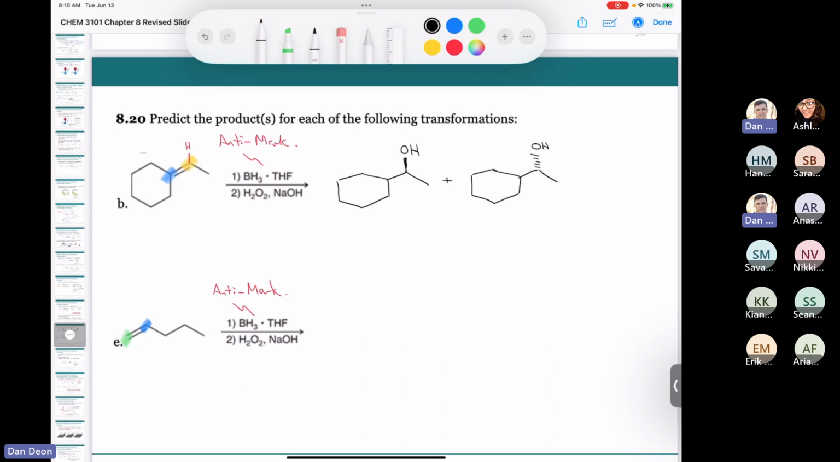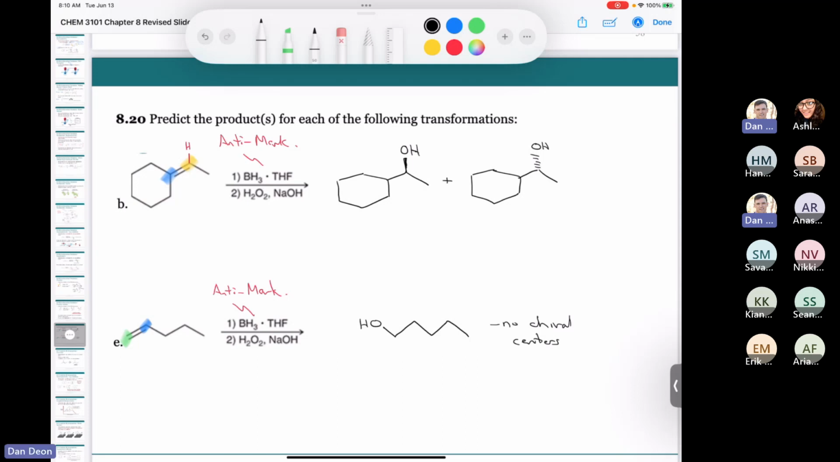Exactly. So we're going to draw 1, 2, 3, 4, 5 carbons. We'll put the hydroxyl out here, and we're done. And remember, there are no chiral centers here, and so we did have to worry about regioselectivity, but we don't have to worry about stereochemistry. All right, there we go. So that covers hydroboration oxidation.